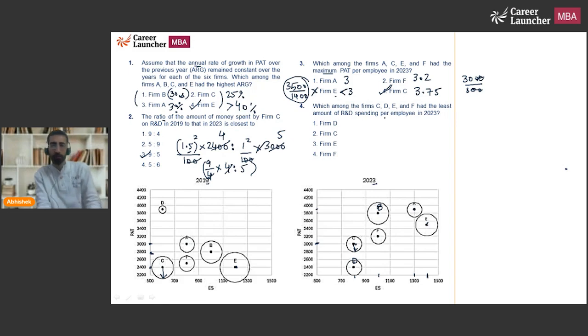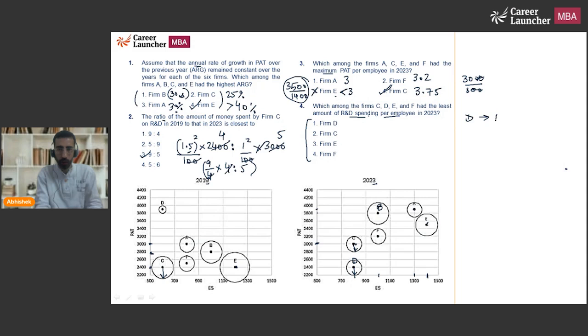Question 4 says which among the firms C, D, E, and F have the least amount of R&D spending per employee? Amount of R&D spending per employee. Now this involves everything clearly, right? Because we have to think in terms of actual R&D spending, not this percentage, and divide that by the number of employees as well. So let's look at this figure for D. And again, I'm going to ignore constant, right? Pi is a constant. It's going to get multiplied for each of the 4 firms. So ignore it. So for D, this figure is going to be 2023. This circle has a radius of 1.